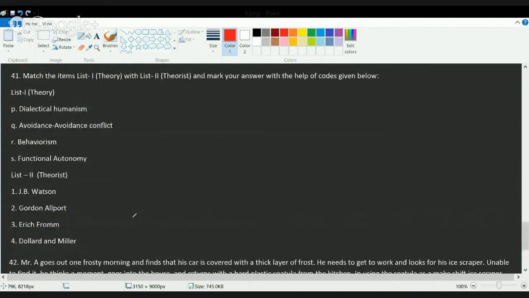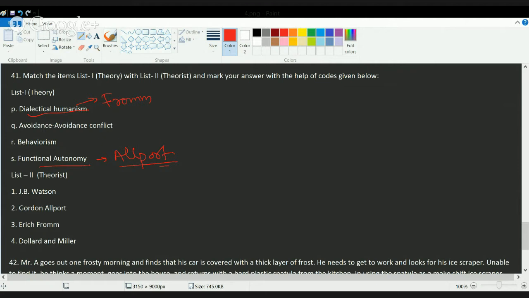The next question. This is a very direct question. You have to match the theory and the author, the theorist. Okay, so you have the concept of functional autonomy that was given by Allport. Allport basically proposed that there are motives for maturation. Then you have various other concepts that were given by other persons. So we'll need to match these concepts. Fromm gave the concept of human development, and he talked about interaction of needs. That interaction of needs is called dialectical humanism. So that concept is given by Erich Fromm.